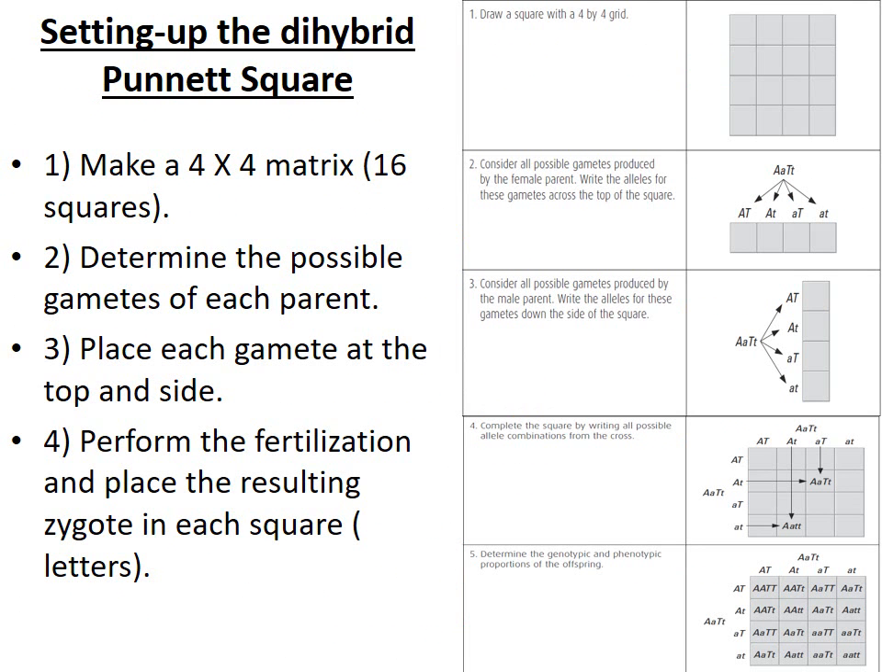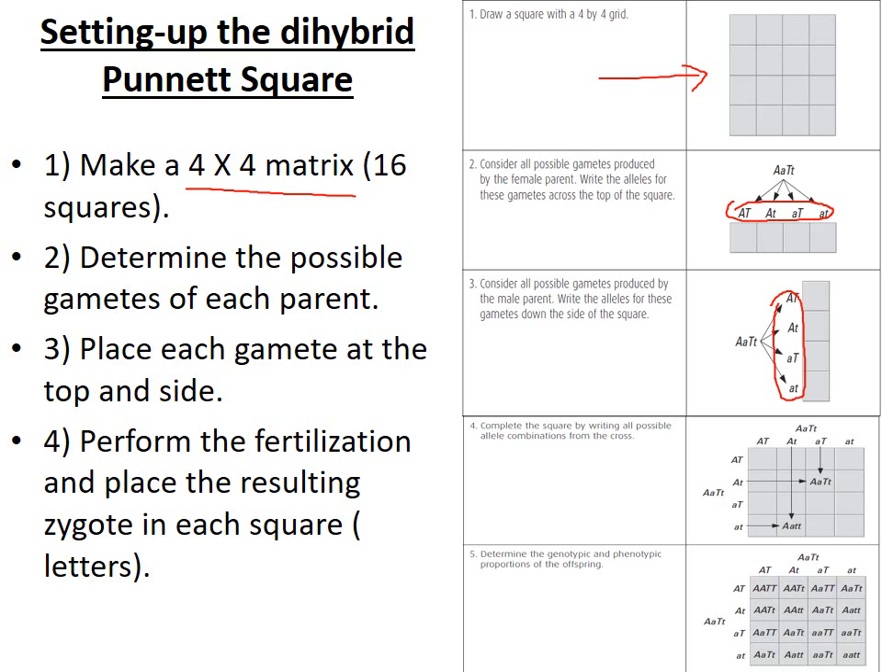Alright, so now we're going to take a look at how to set up our dihybrid Punnett square and how to solve problems with dihybrid Punnett squares. So again, we're going to have a 4x4 matrix. That means 16 squares, as you can see here. Just like we saw with monohybrid crosses, you're going to put the gametes for one parent at the top. This time each gamete will have 2 letters, and then the gametes for the other parent on the side. And again, they're going to have 2 letters each. Then you could start doing the fertilization, just like we saw with monohybrid.